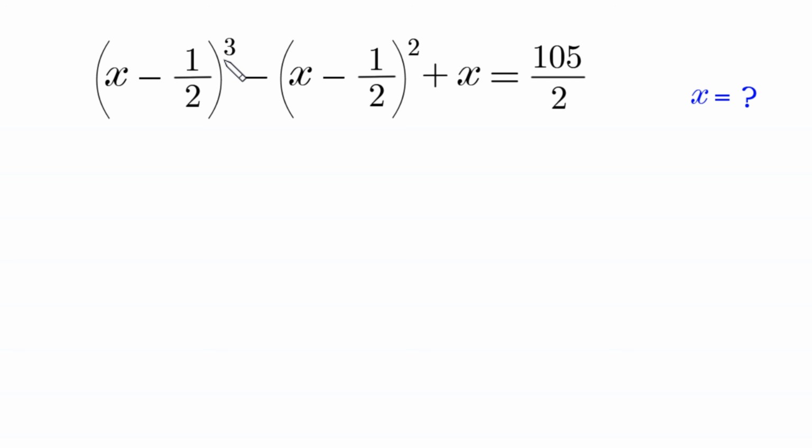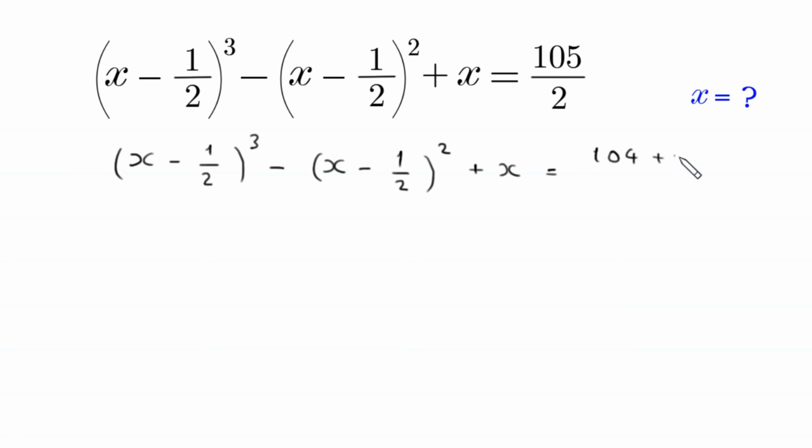(x - 1/2)^3 - (x - 1/2)^2 + x = 105/2. We need to find all possible values of x. So let's start. (x - 1/2)^3 - (x - 1/2)^2 + x is equal to this 105, which can be written as (104 + 1)/2.